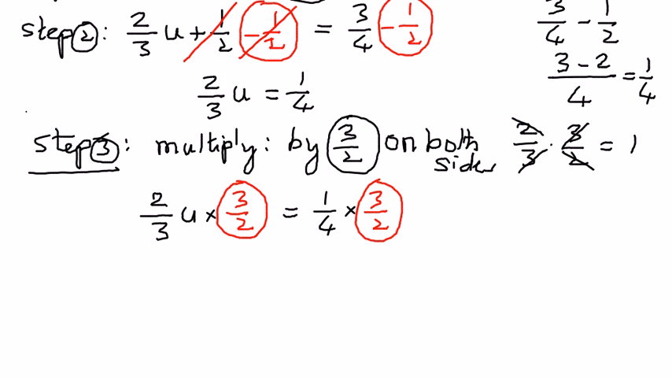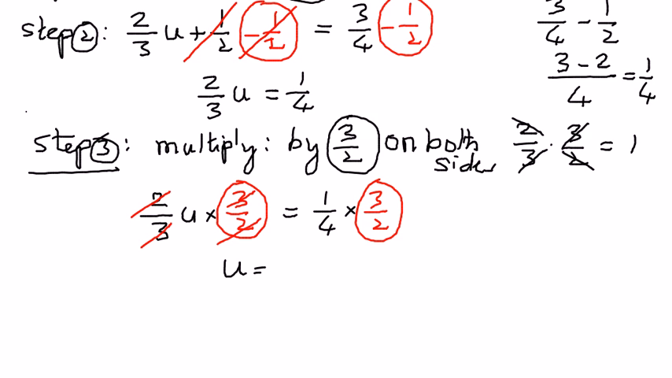And when we do that, on the left hand side, the 3 in the denominator and the 3 in the numerator cancel out, the 2 in the numerator and the 2 in the denominator cancel out, leaving us with u equal to, on the right hand side, we're going to multiply the numerators and multiply the denominators.